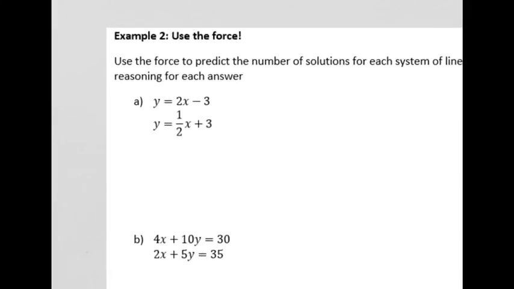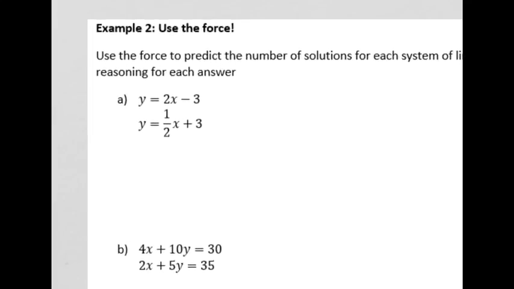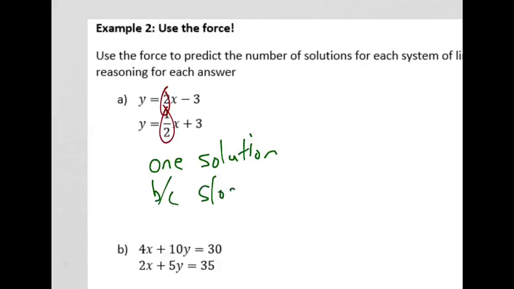Okay. So let's look at this first system. Without graphing it, can you use the Force to tell me how many times those lines intersect? Just once. How do you know? Because the slopes aren't the same. If the slopes are different, automatically you know they will cross only once. So you have one solution because slopes are different. There's our reasoning.